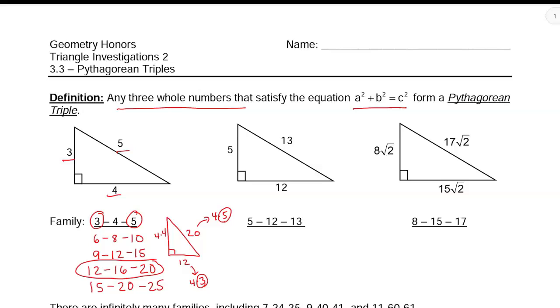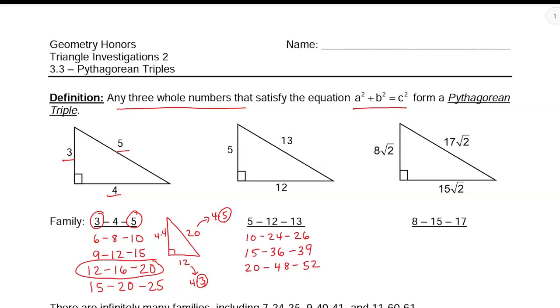Our next family is the 5, 12, 13. Other sets of numbers that are in the family are 10, 24, 26, and 15, 36, 39. And then I'll multiply by 4. 5 times 4 is 20, 12 times 4 is 48, and 13 times 4 is 52. So there's an infinite number of these sets of numbers, but these are the ones that show up very frequently for us. One more. There's a family called the 8, 15, 17.